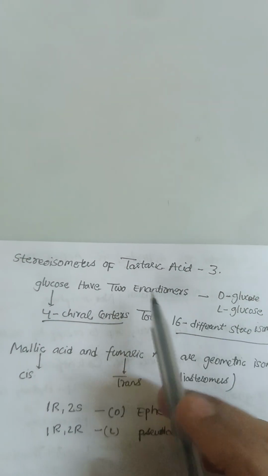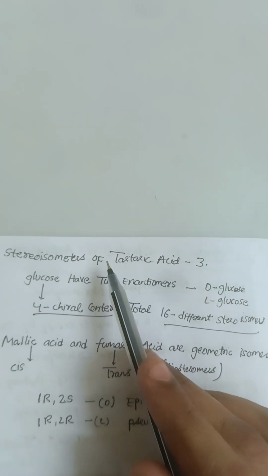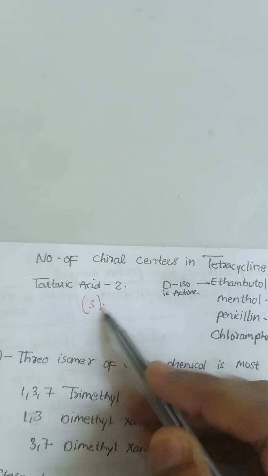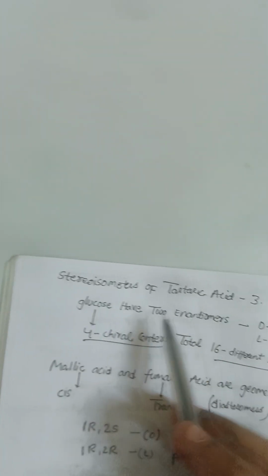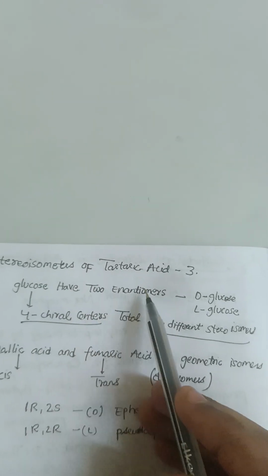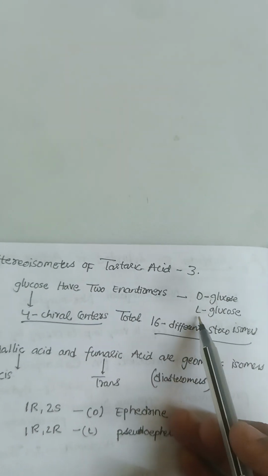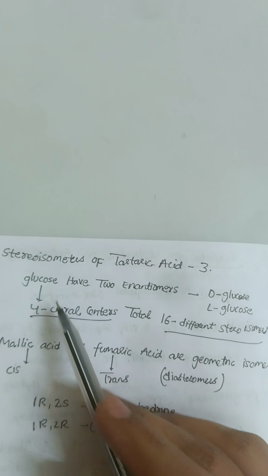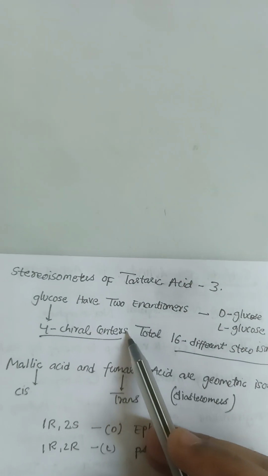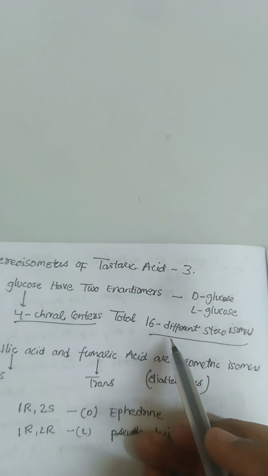The next is the stereoisomerism of tartaric acid. Tartaric acid contains 3 stereoisomers. Remember, I made a small mistake earlier: tartaric acid contains 3 stereoisomers. And glucose has 2 enantiomers, D-glucose and L-glucose. Glucose has 4 chiral centers, which means 16 stereoisomers are possible.